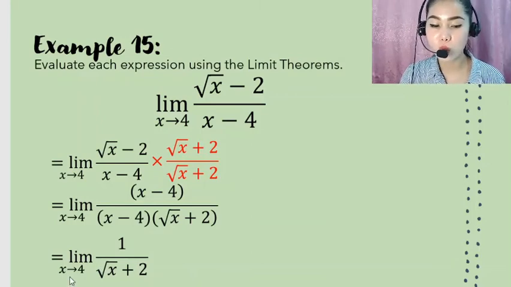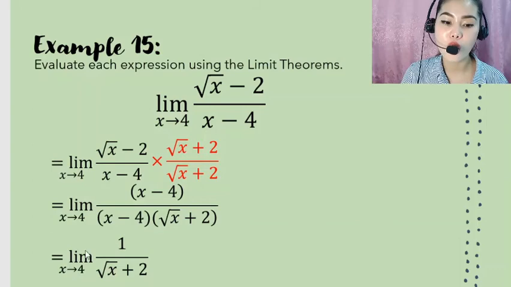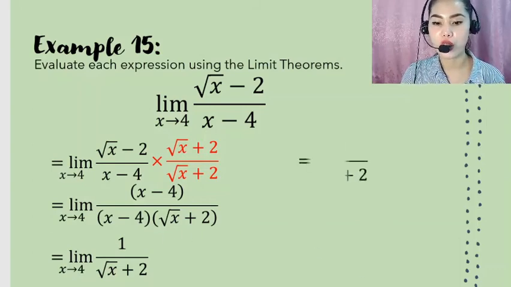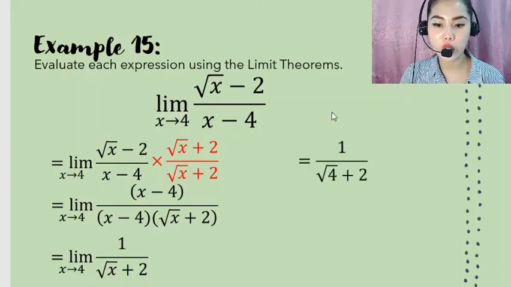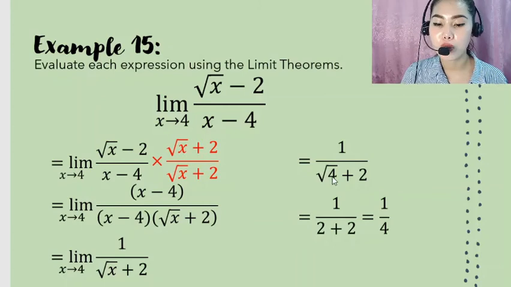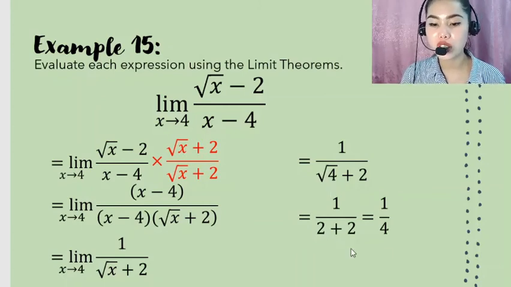Now this time, we can substitute the value of our x, which is 4. So substituting, we have 1 over the square root of 4 plus 2, wherein the square root of 4 is 2, so 2 plus 2, which gives 1/4.